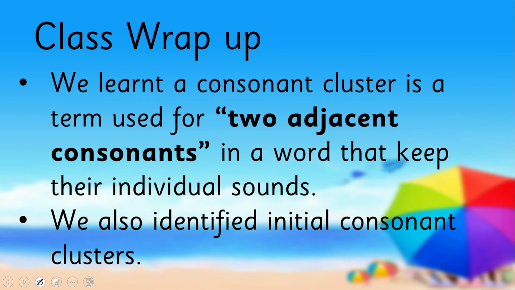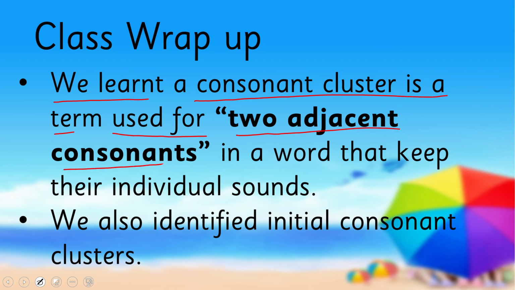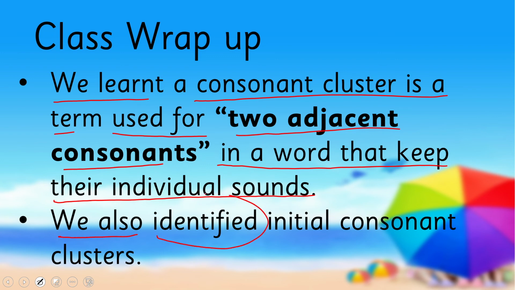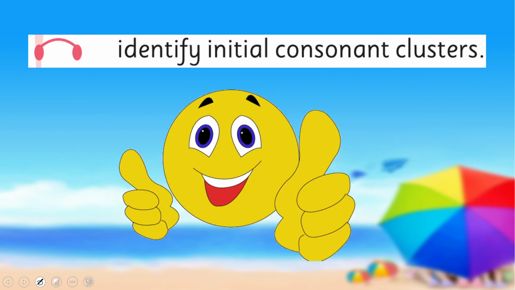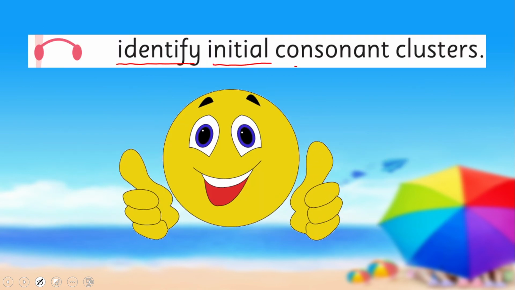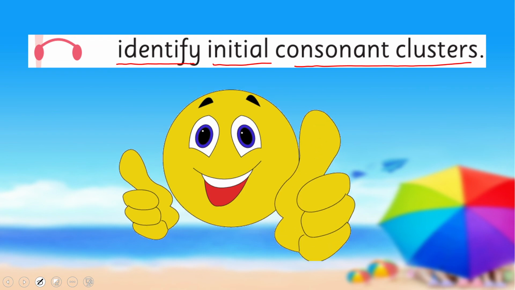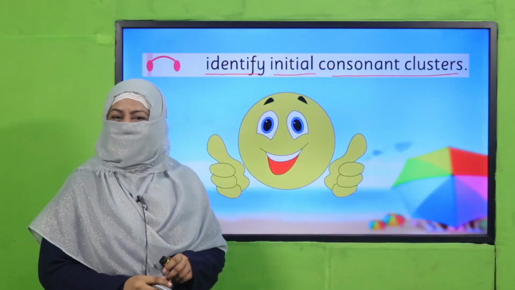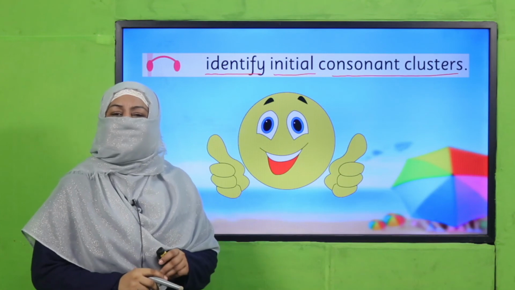So what we have learned today, we learned a consonant cluster is a term used for two adjacent consonants in a word that keep their individual sounds. And we also identified initial consonant clusters. So in this way, we achieved our today's SLO to identify initial consonant clusters. Are we done with it? Yes. So that's it for today.